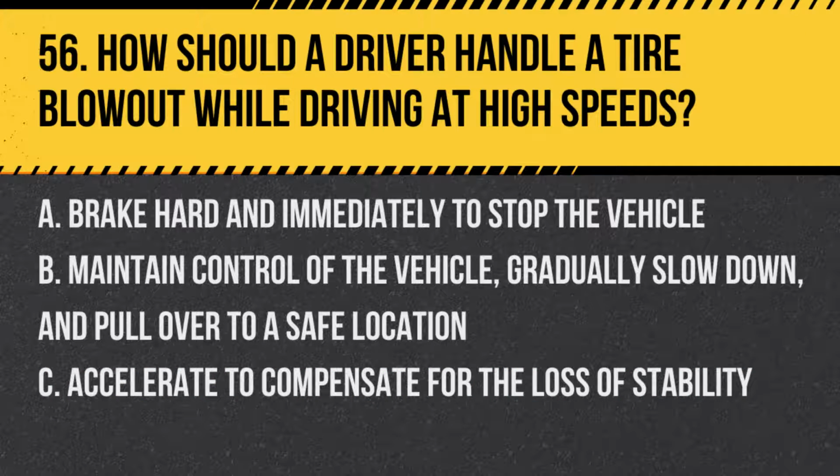Question 56. How should a driver handle a tire blowout while driving at high speeds? A. Brake hard and immediately to stop the vehicle. B. Maintain control of the vehicle, gradually slow down, and pull over to a safe location. C. Accelerate to compensate for the loss of stability. Answer B. Maintain control of the vehicle, gradually slow down, and pull over to a safe location. Panicking and braking hard can lead to loss of control, so it's important to stay calm.